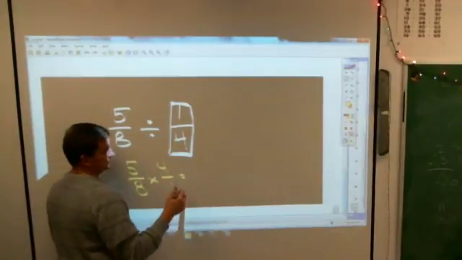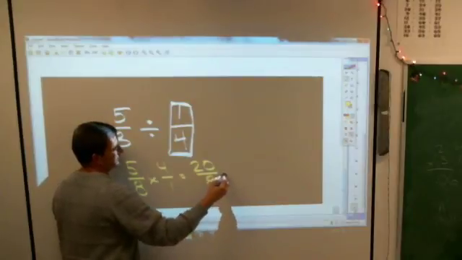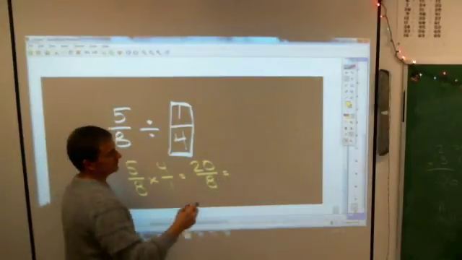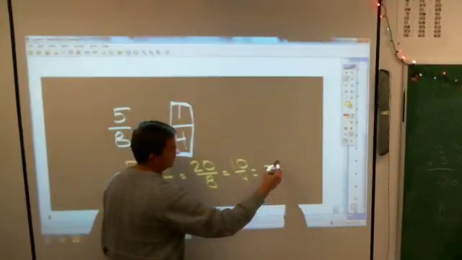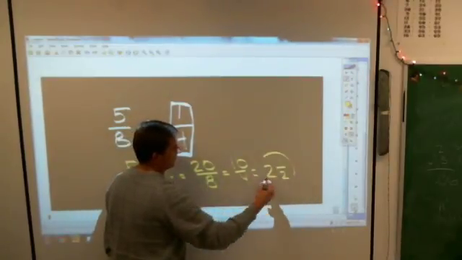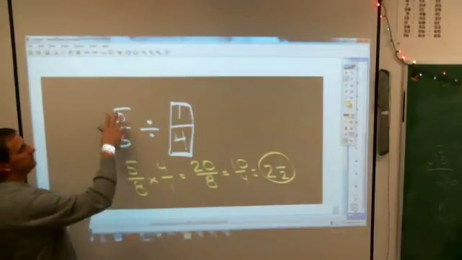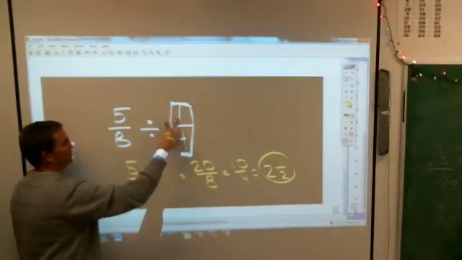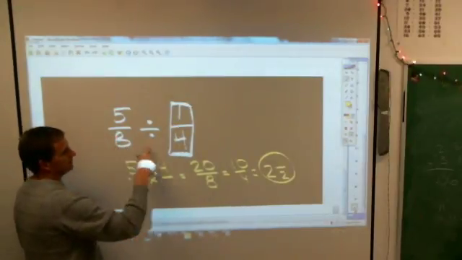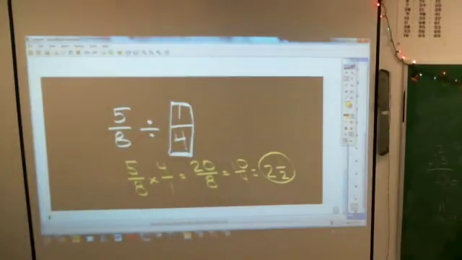Chase? 28 divided by 8 and you get 2.5. Do you get 2.5? Yeah, which is the same as 10/4, which is the same as 2 and 2/4 or 2.5. So if you take 5/8 and you're asking how many 1/4 you can get out of 5/8, you get 2.5.